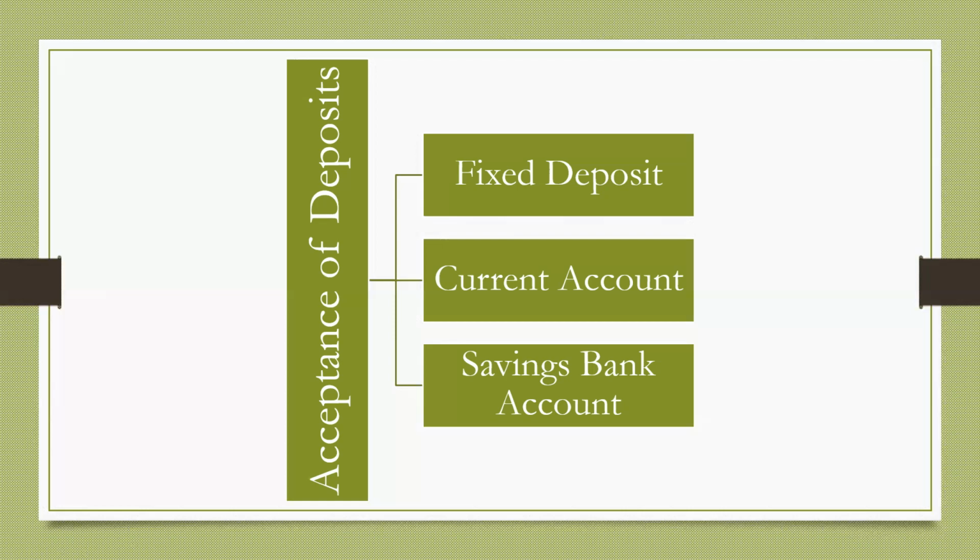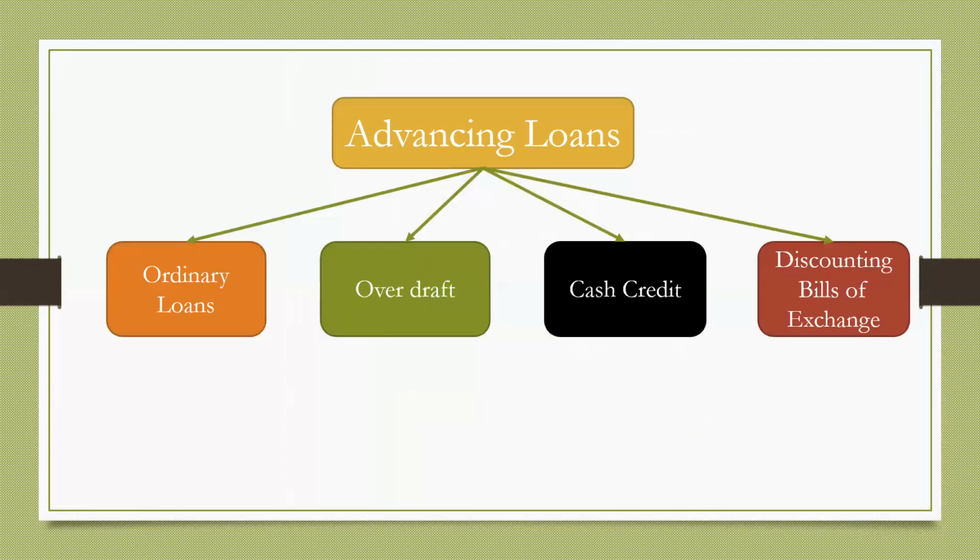The next one in primary function is advancing loans, in that we are having ordinary loans, overdraft, cash credit, discounting bills of exchange. Just as mobilization of deposits gives resource for banking operation, advancement of loans gives monetary gain to the bank through interest charged on the loans. Commercial banks are known to provide mostly short term loans. Loans may be given in the following forms.